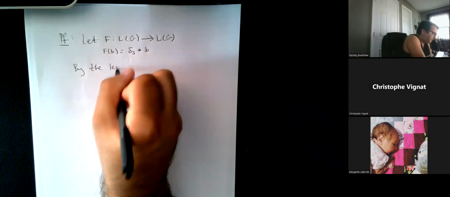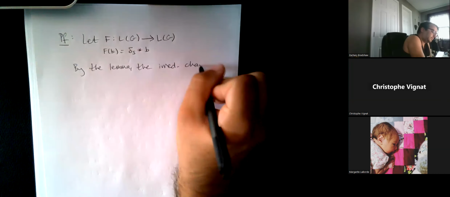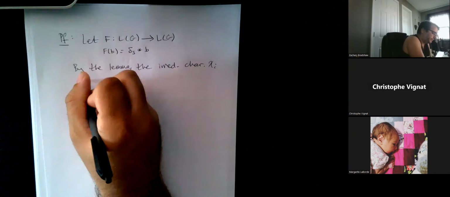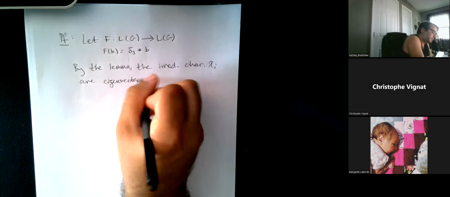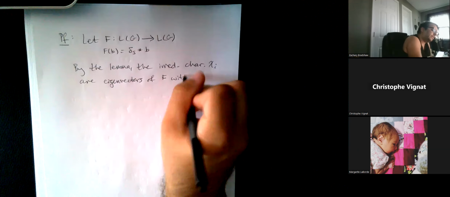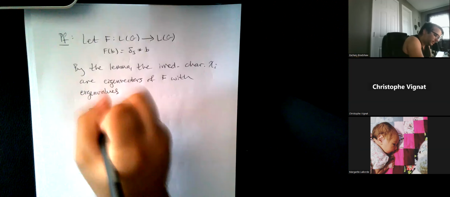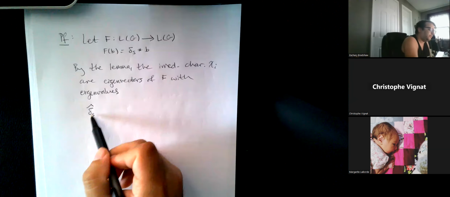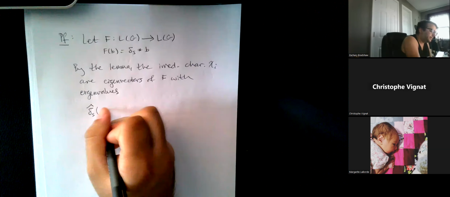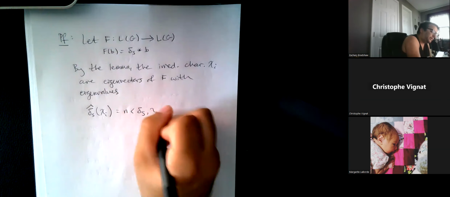By the lemma, the irreducible characters chi I are eigenvectors of F with eigenvalues given by the Fourier transform of, so this was A before, right? And the eigenvalue was the Fourier transform of A applied to chi I. And this by definition is n inner product of delta S with chi I.